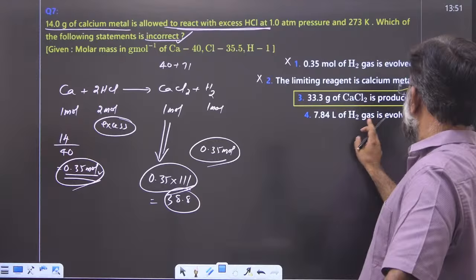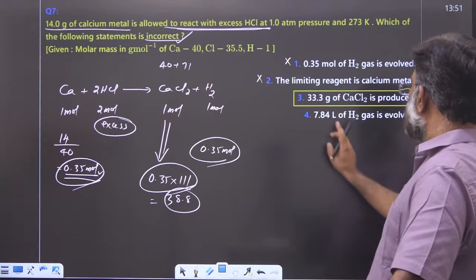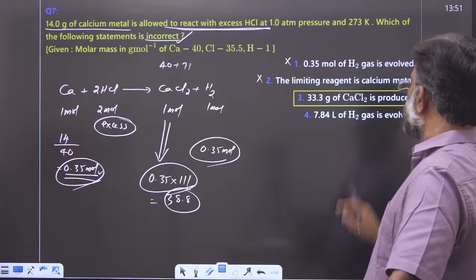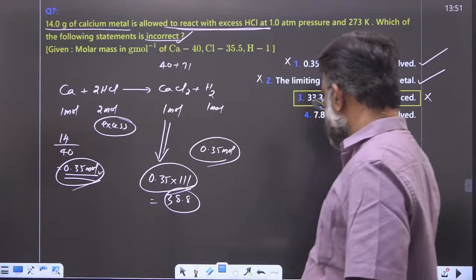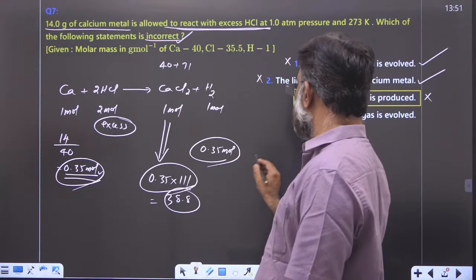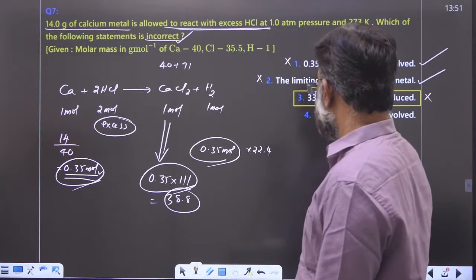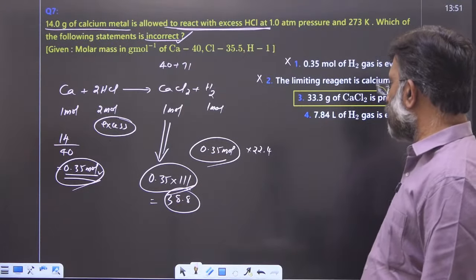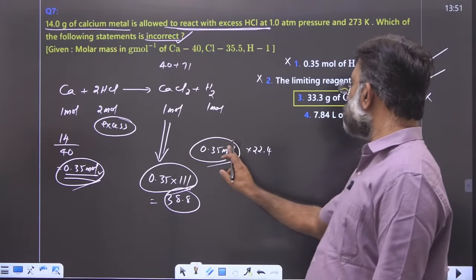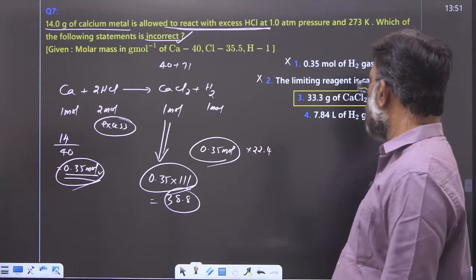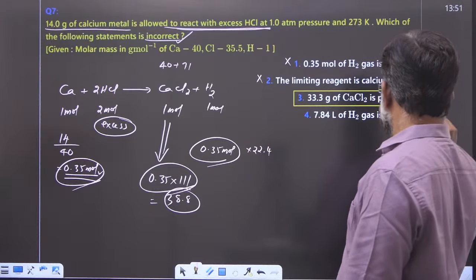What about the fourth one? 7.84 liter hydrogen gas is evolved. Let's figure out. It's 0.35 mole into 22.4. It will come to 7.84. This is correct.